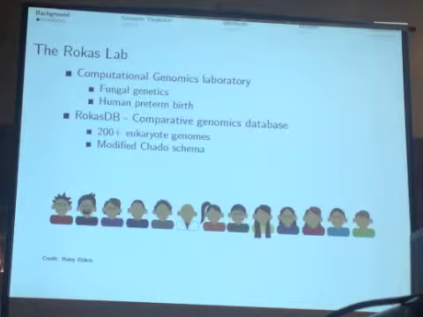RogusDB is our comparative genomics database, and it has over 200 eukaryote genomes loaded. It's currently running a modified version of the Chado schema, which has actually been pretty great for most of the things that we want to do, but I want to talk to you today about a few of the changes that we'd like to see to help our research a little bit.